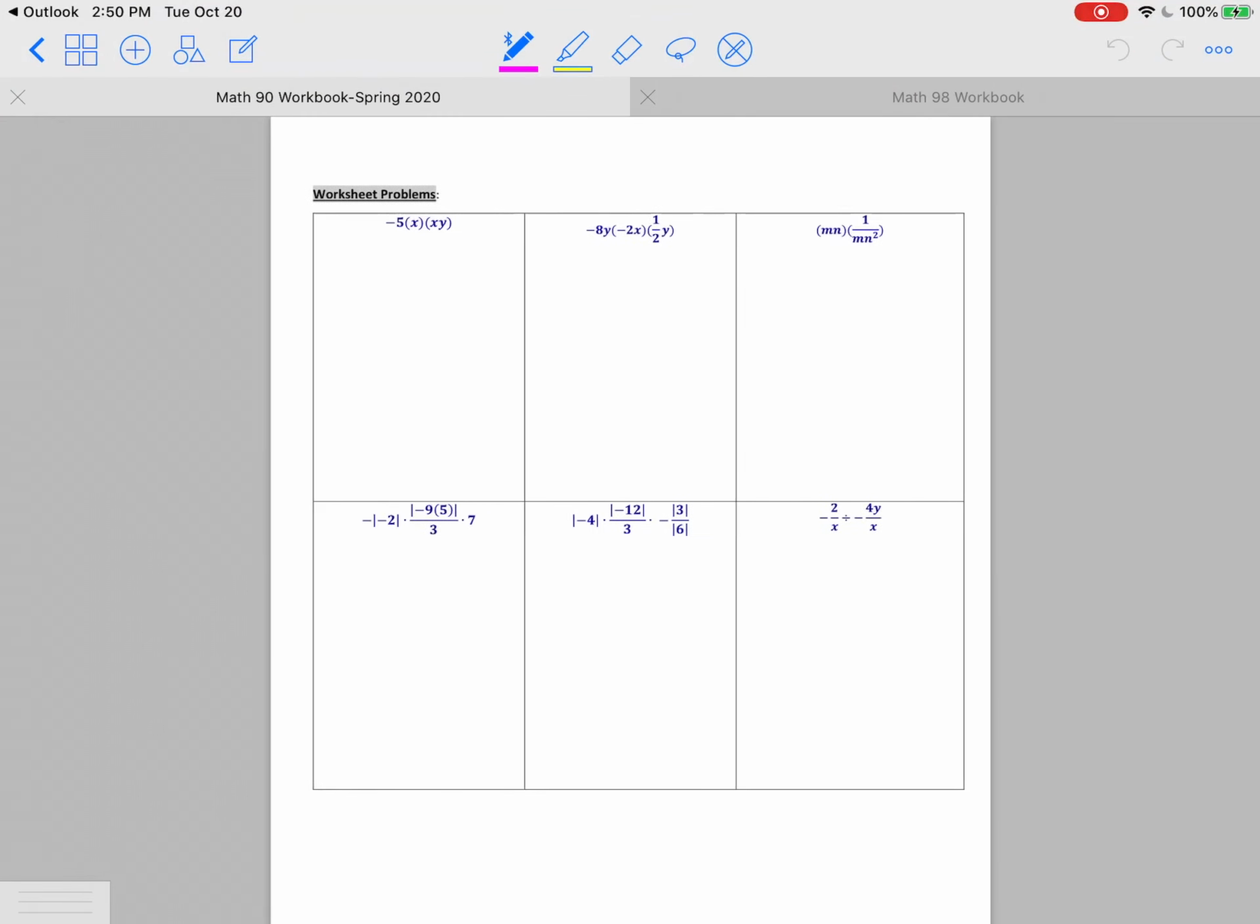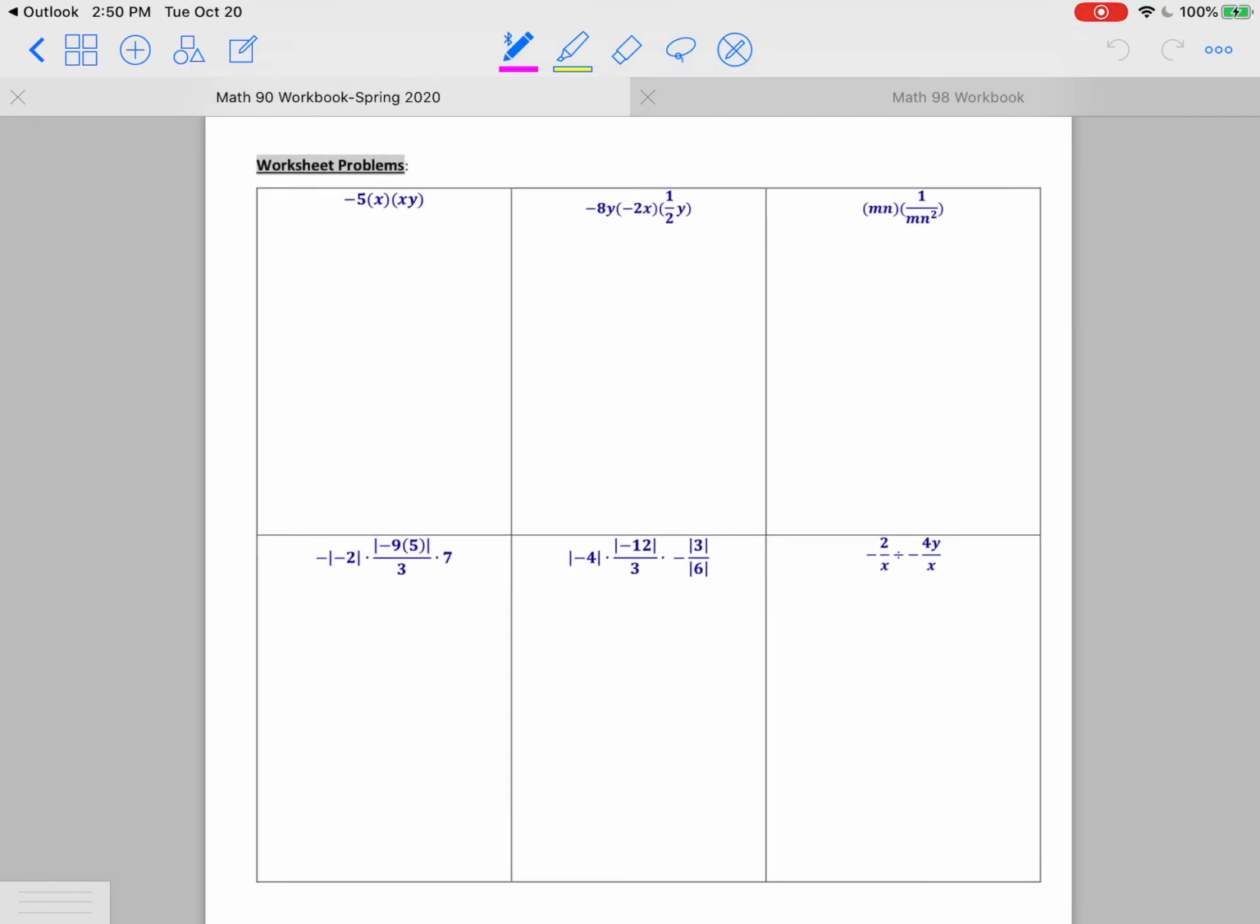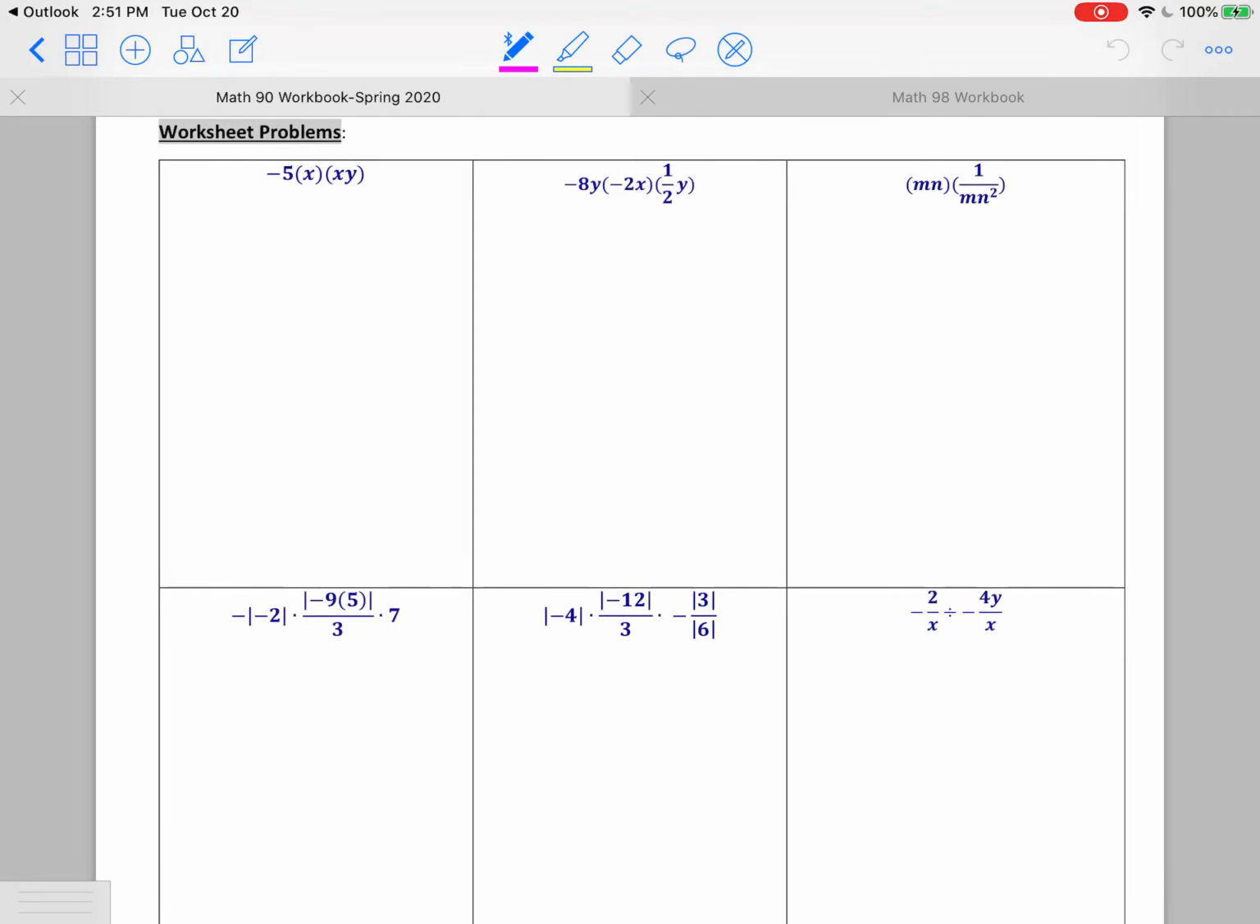All right, so that's a little bit of a review on the product and quotient rule. Now let's just do a couple of problems that you guys will see on your worksheet and practice these ideas. All right, so I didn't number these problems. I just kind of took them from your worksheet. Here in the first one, we have a -5 times x times xy.